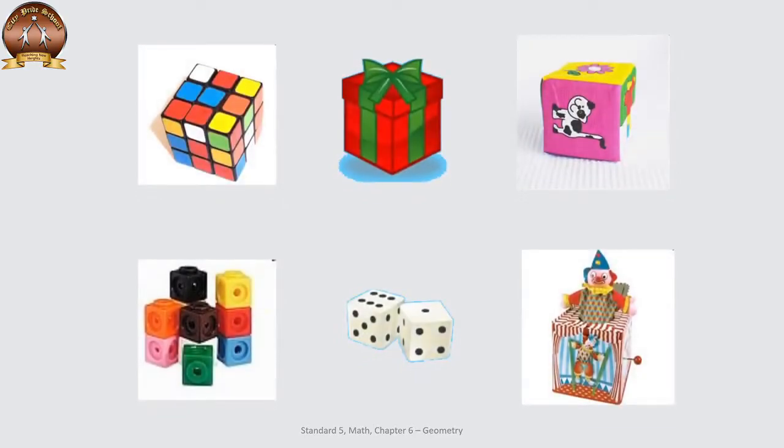Can you see these all are cubes? A Rubik's cube, a gift box in the square shape, a small toy in the square shape, then small blocks in the square shape, then the dice is in the square shape. This Joker game is in the square shape. The Joker goes inside and it becomes a complete box. That is a cube.